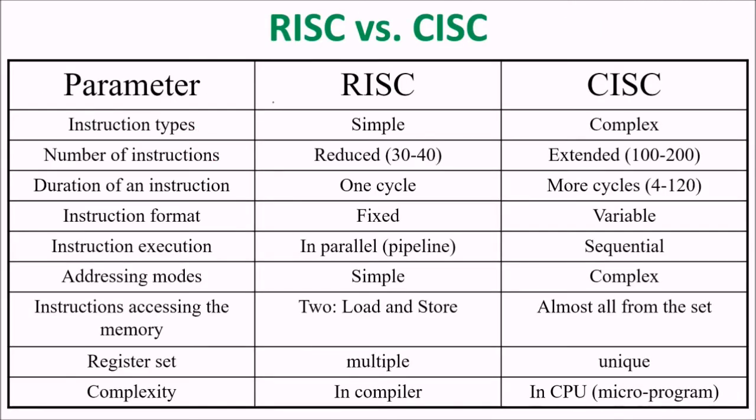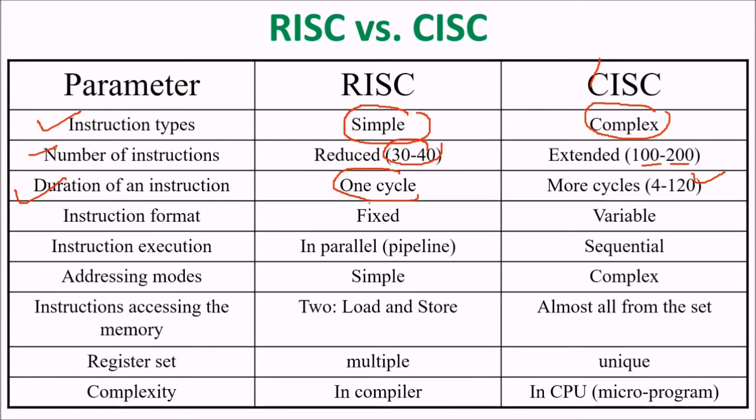Now let us see side by side the RISC versus CISC. In terms of instruction types, RISC has simple instruction types. CISC, as the name suggests, is complex instruction set computing. The number of instructions is reduced in RISC, say from 30 to 40. In CISC, it was extended from 100 to 200. The duration of an instruction in RISC is one cycle, and CISC may take more cycles, say from 4 to 120 also.